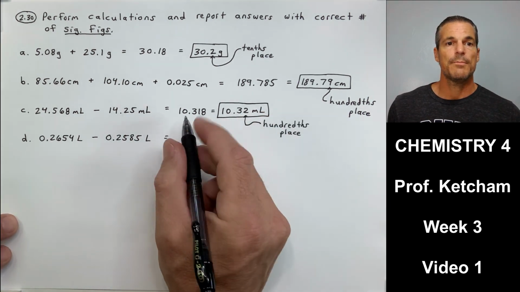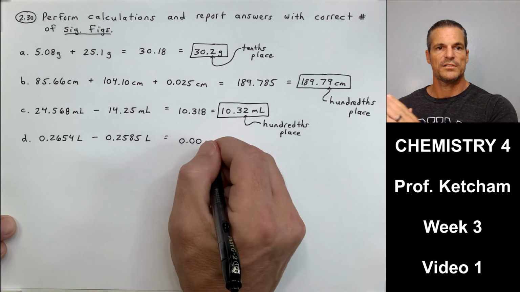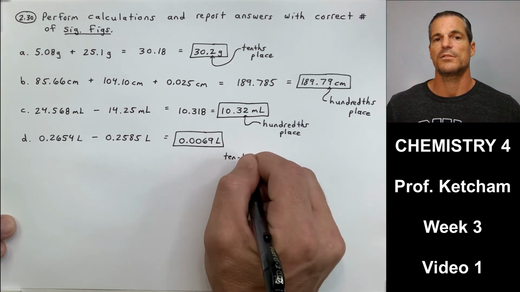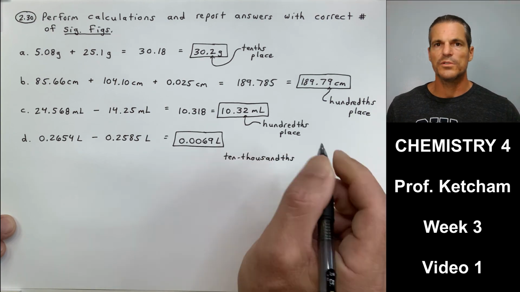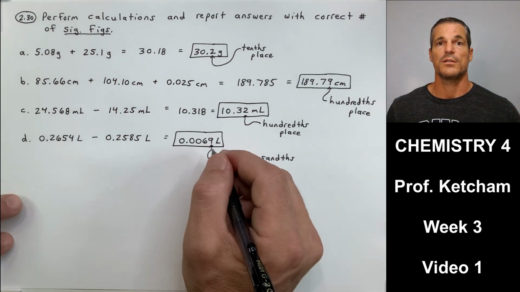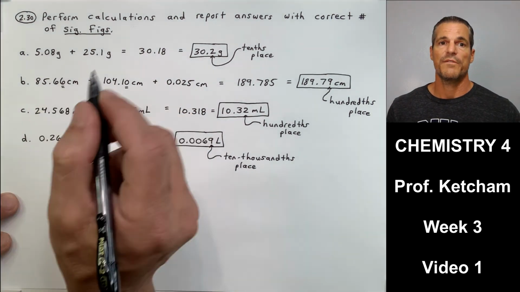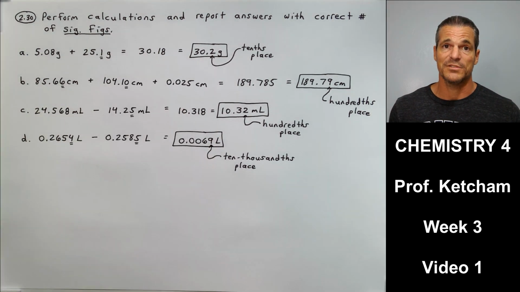For D, they both go 4 decimal places to the right, so my answer can go 4 decimal places to the right, 0.0069 liters. The rules are totally different for addition and subtraction. A lot of people forget the addition and subtraction rules because in chemistry, we have a tendency to multiply or divide most of the time.